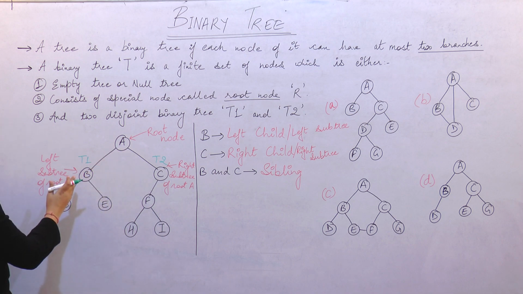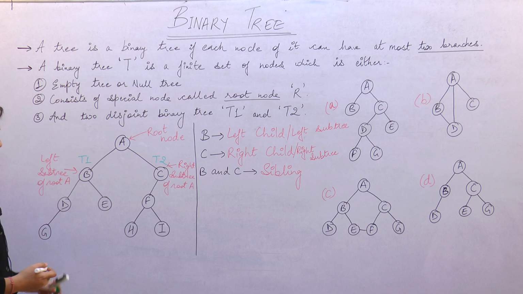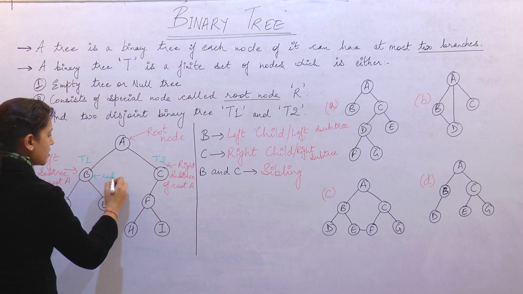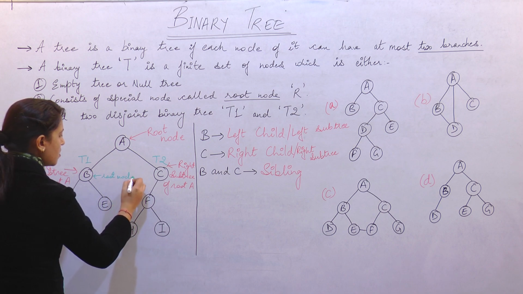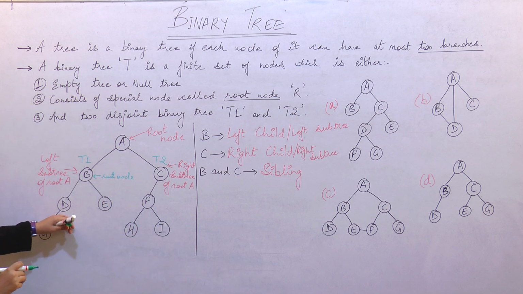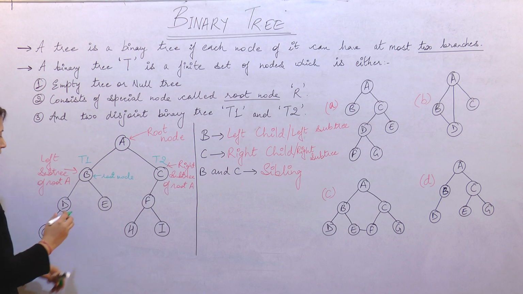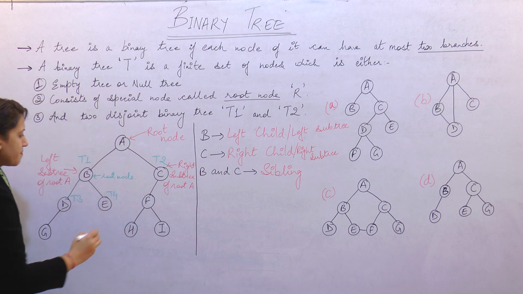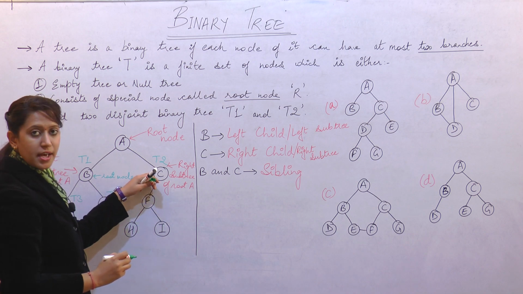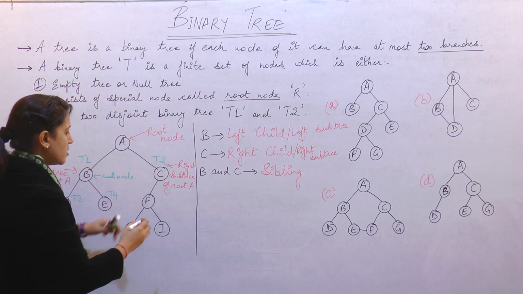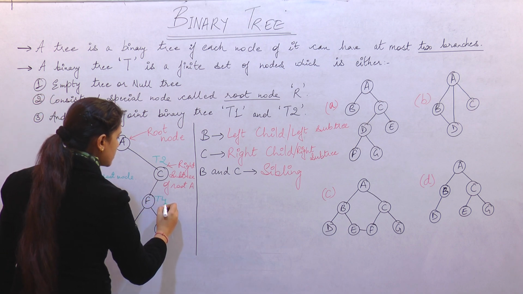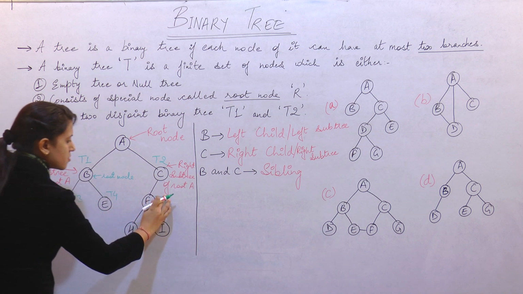Similarly, moving downwards in our tree, taking B as the next root node, D and E become its disjoint binary trees, T3 and T4. Coming to C, taking C as the root node, we get F as the next disjoint binary tree, T5.